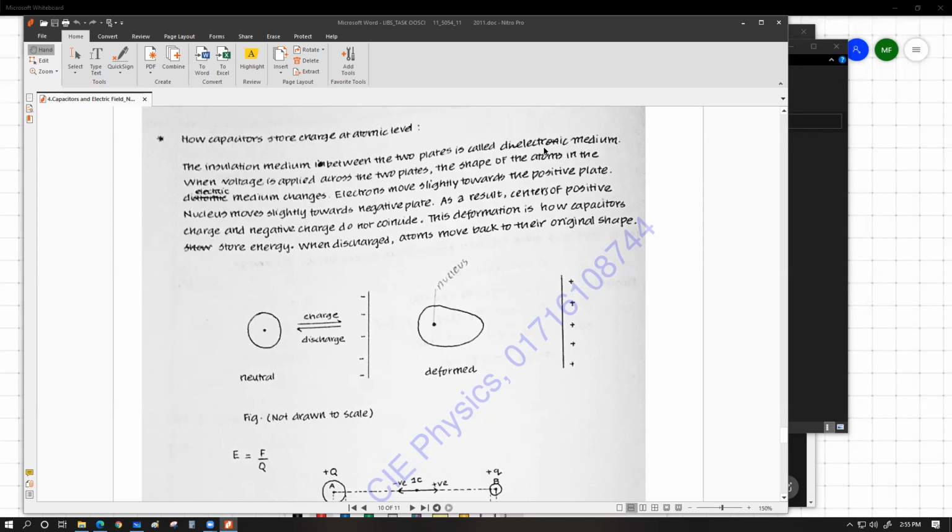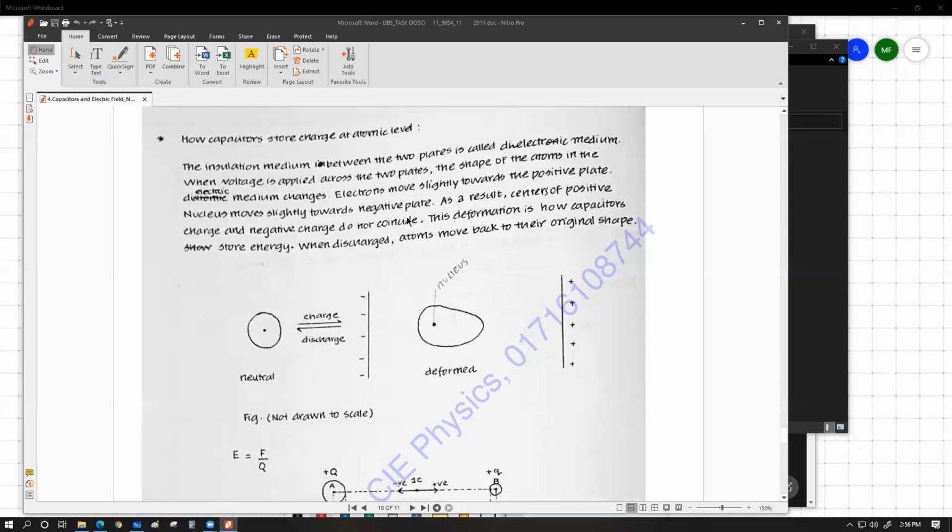So dielectric, which means this is two opposite electric behavior. When voltage is applied across the two plates, the shape of atoms in the electric medium changes. This is really, really interesting. Electrons move slightly towards the positive plate, but the nucleus pretty much remains in the same position. Nucleus doesn't actually move because nucleus is stuck. Oh no, nucleus moves slightly towards the negative plate.